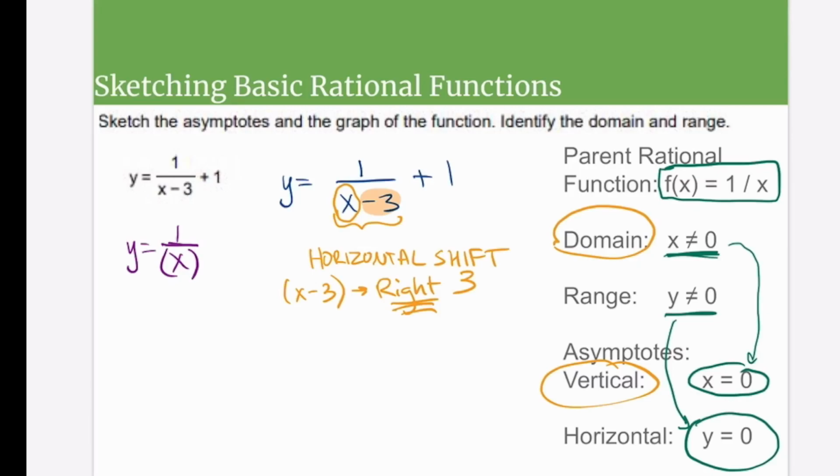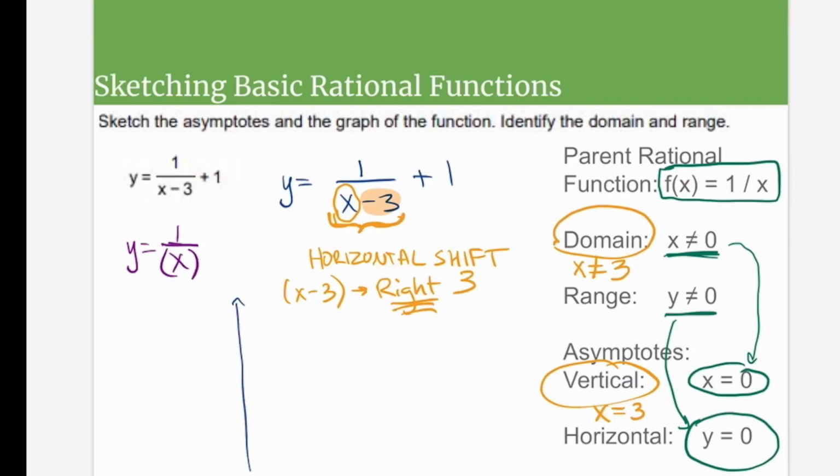That means your domain is not when x is not equal to 0, it shifts. So your domain is going to be when x is not going to be able to be 3. If you plug 3 into this denominator, 3 minus 3 is 0, which we cannot have. If we shift that 3, then our vertical asymptote is also going to shift. And if it's originally 0 and we shift 3, then our vertical asymptote is going to be x equals 3.